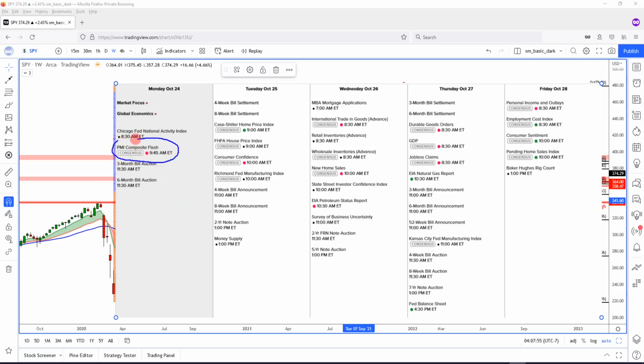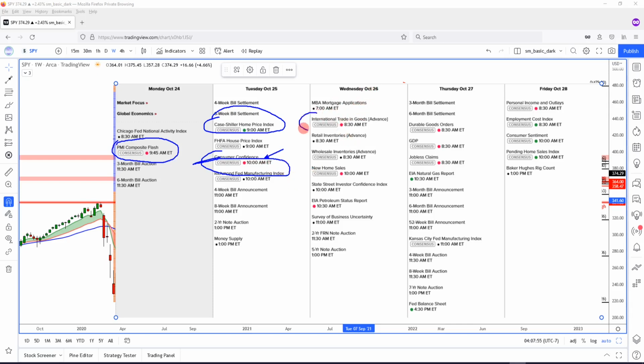This morning, 15 minutes after the open, we get the PMI flash report here. And on Tuesday, we will get the consumer confidence. We're also going to get the Case-Shiller Home Price Index. So most likely we're going to see that going down. Right? But the key thing is the consumer confidence.